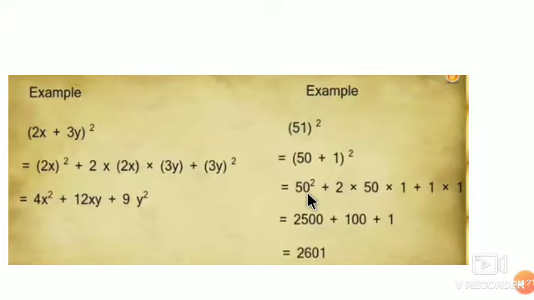Now the square of 50 is 2500, plus 2 into 50 is 100, 100 into 1 again 100, and 1 into 1 is 1. Add this all, you will get the square of 51, 2601. Understood?